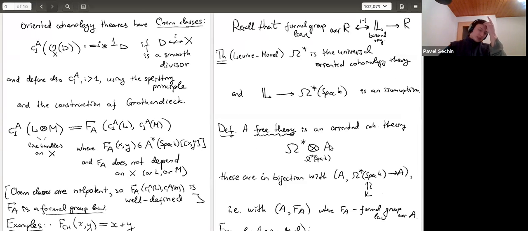Okay, so formal group laws are a well-known algebraic structure which was studied by many people before algebraic cobordism and complex cobordism appeared. And you can easily check that formal group laws over a commutative ring R are in one-to-one correspondence with the morphisms of rings from a specific ring called the Lazard ring. So this is just an easy exercise in algebra.